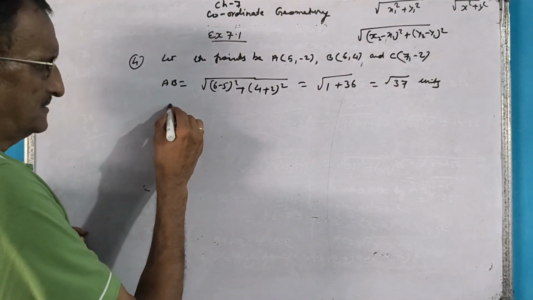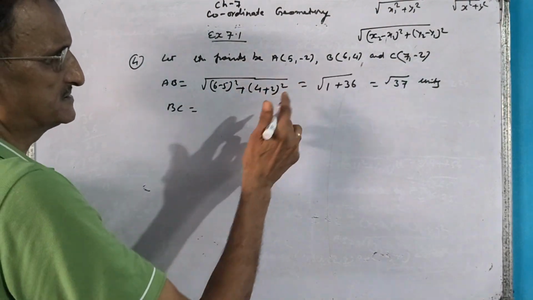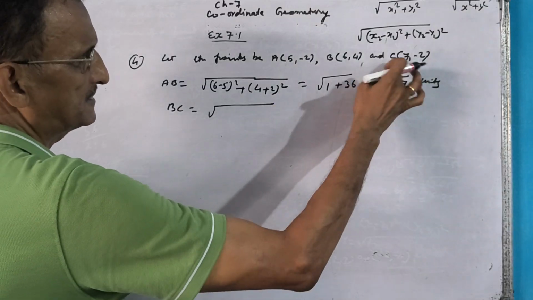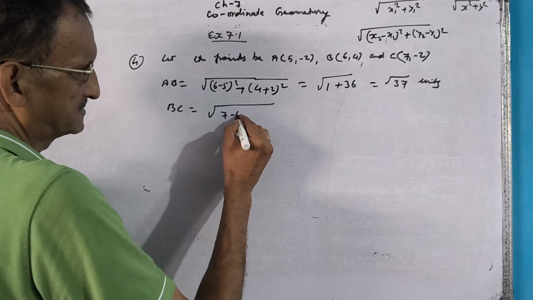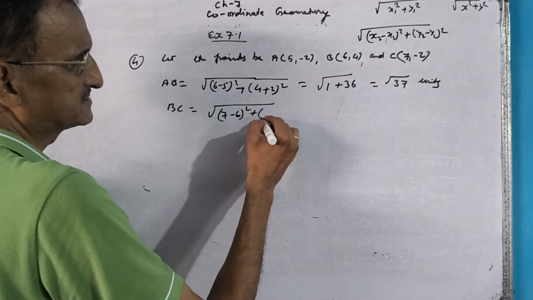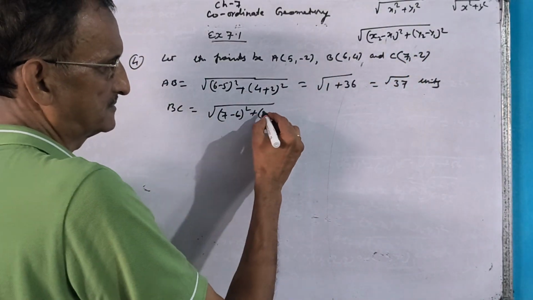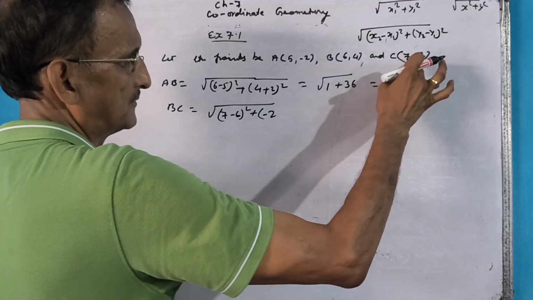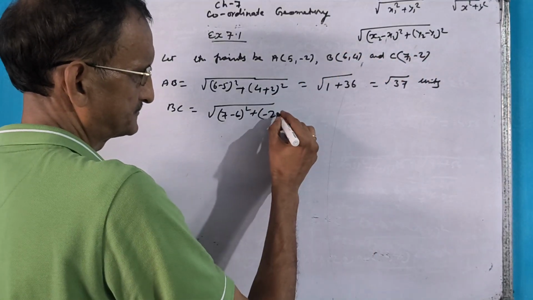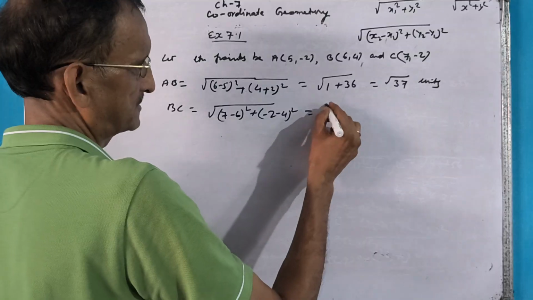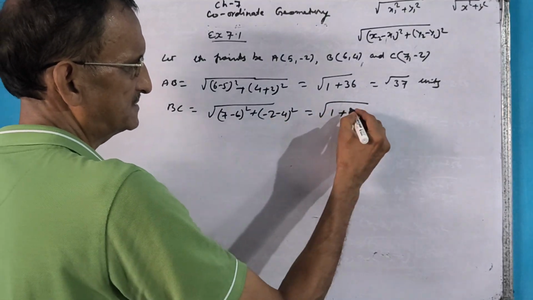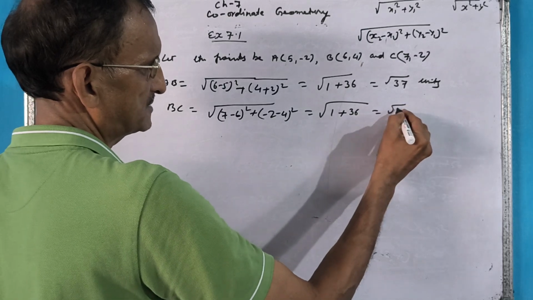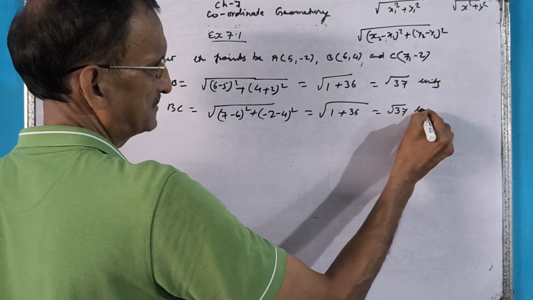Then find BC. After AB, find BC. What is BC? (7 minus 6), X2 minus X1, plus Y2 minus Y1, which is (-2 minus 4) whole square. This is 1 only, and (-6) whole square is 36. How much will you get? Root 37 units.